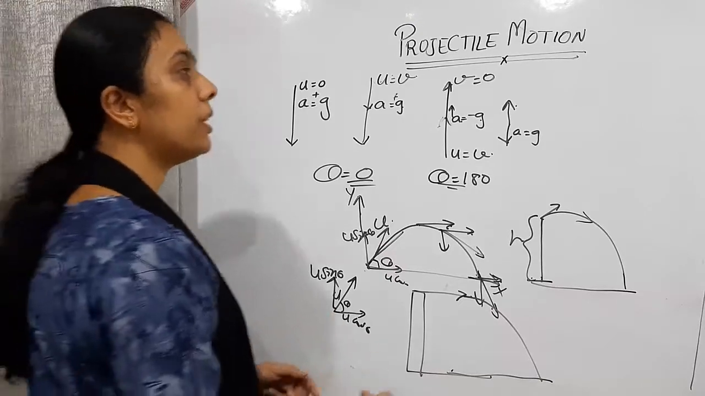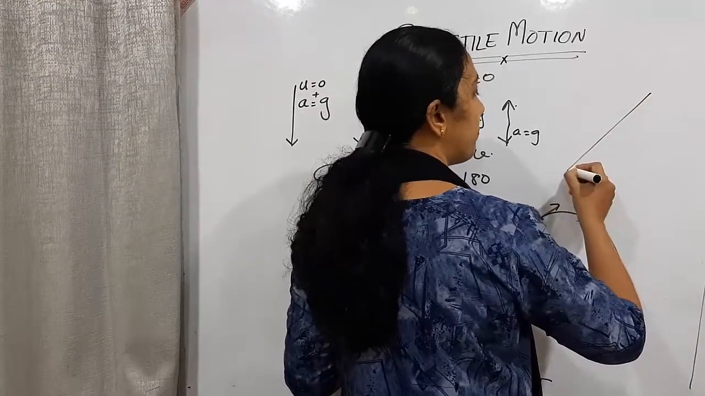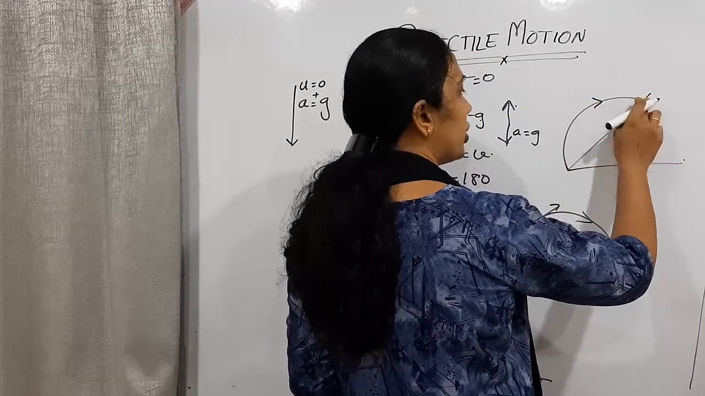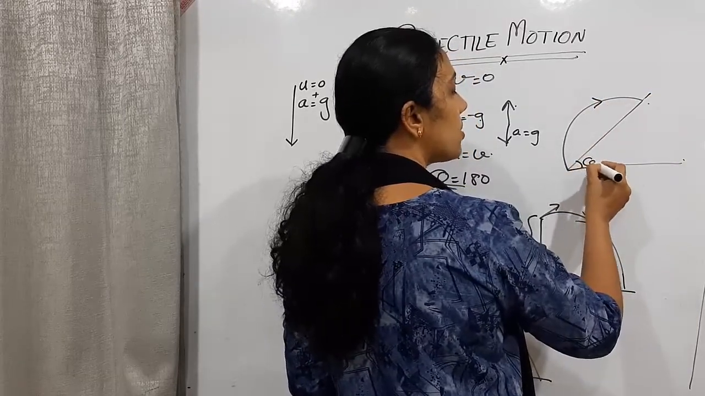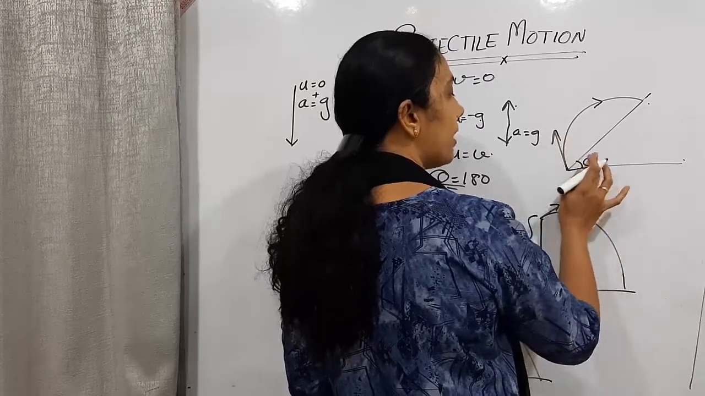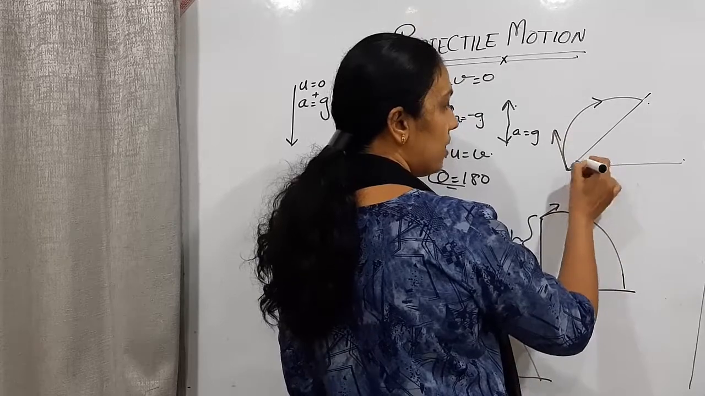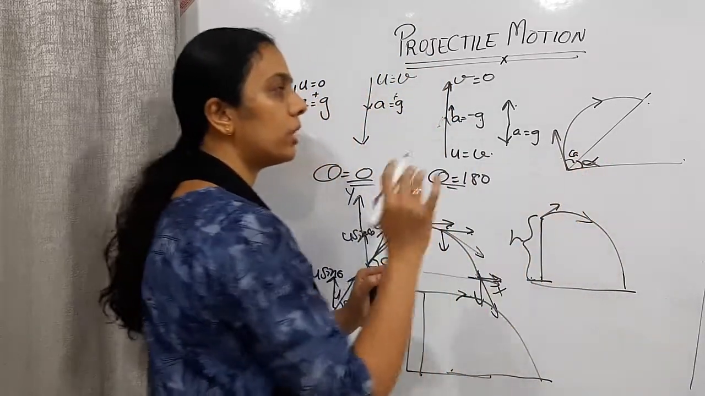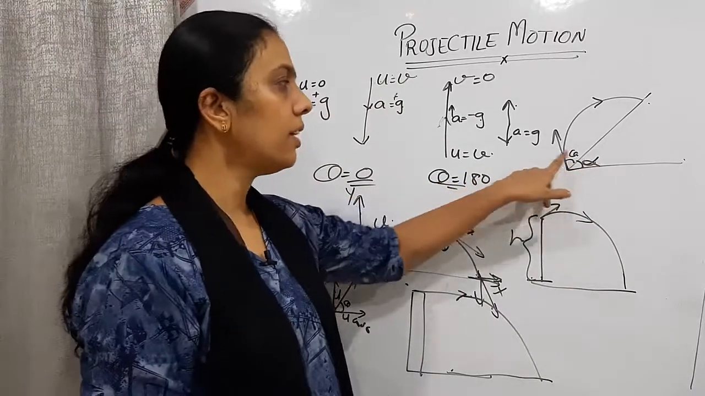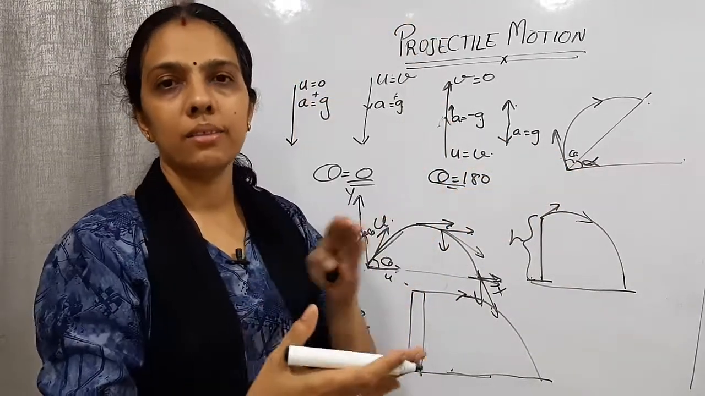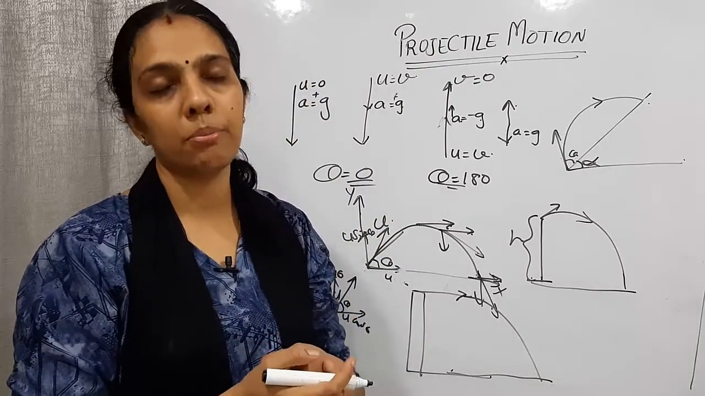Then another type: if we are on an inclined plane and from here I am throwing an object in the upward direction, what will happen? Here also one theta will be there, making an angle theta, or I can consider this as alpha. Usually we consider the angle with respect to the horizontal as theta, so we follow the same way. So this is alpha, and the surface itself has this inclination, an inclined plane.